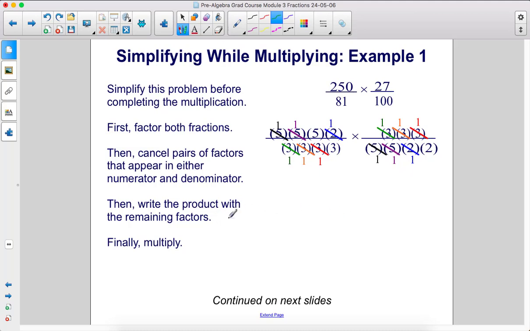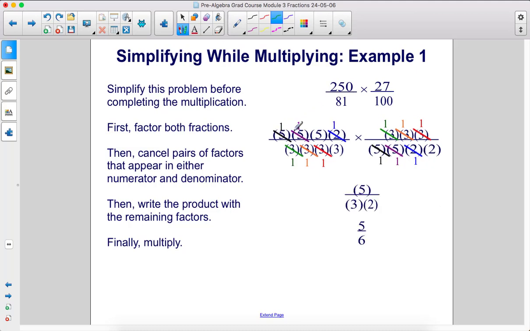Finally, we're going to write the product down here with the remaining factors. We're going to multiply them together. In the numerator, we only have that 5 left. In the denominator, we have the 3 and the 2. So we go ahead and multiply those together to get our answer, 5/6.